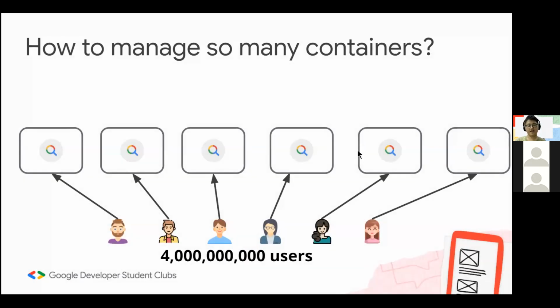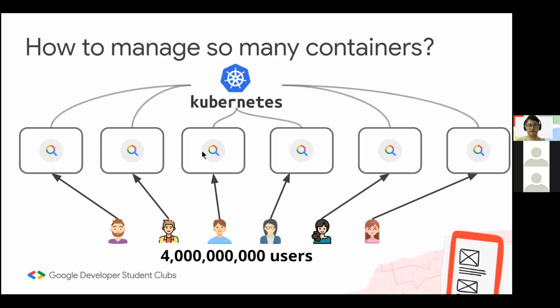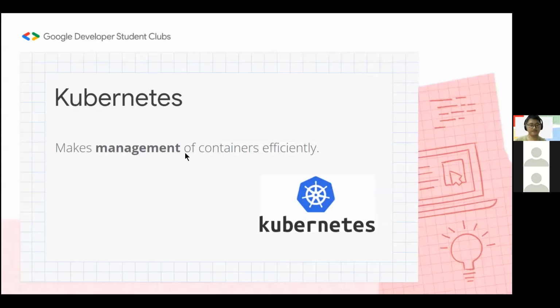But the question is how to manage so many containers. You can have a dedicated team to manage them for you, but it will be very time consuming and resource intensive. So to solve the problem, Kubernetes is the option. Basically, Kubernetes is a platform that manages many containers. Okay? So what is Kubernetes? Like I said, it's basically a platform to manage many containers, and it is very closely related to Docker containers.